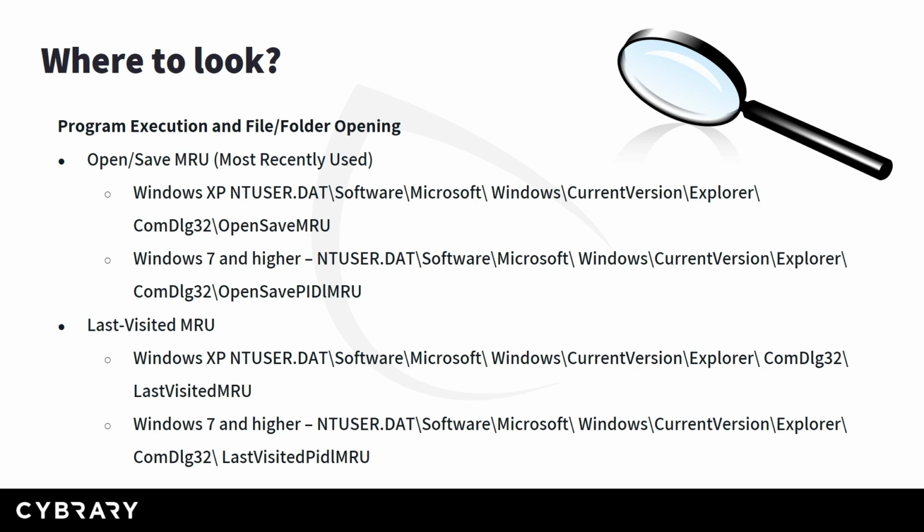The LastVisited MRU tracks the specific executable used by an application to open the files documented in the OpenSave MRU key. In addition, each value also tracks the directory location for the last file that was accessed by that application. The location of this key changed from Windows XP to Windows 7, and the name also changes from LastVisited MRU to LastVisitedPidl MRU.